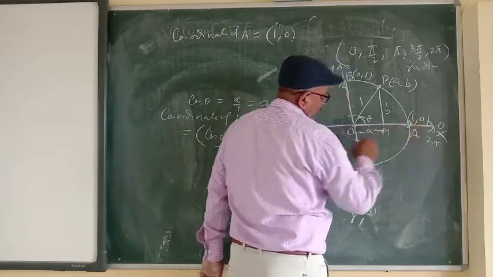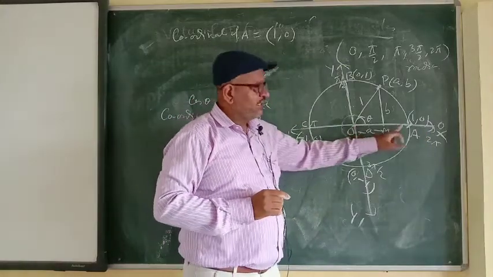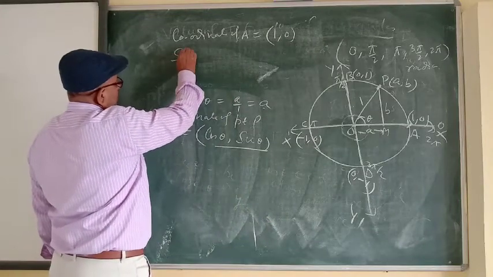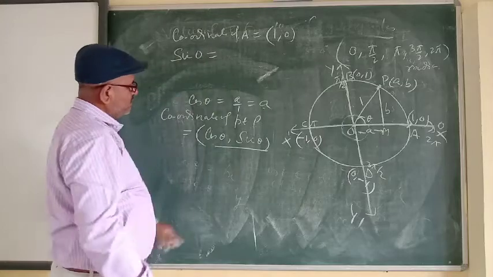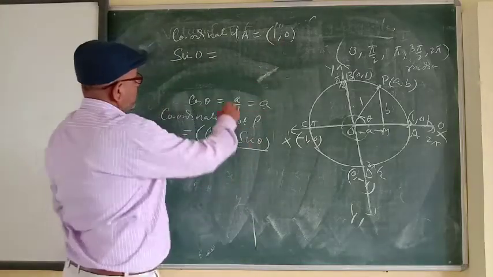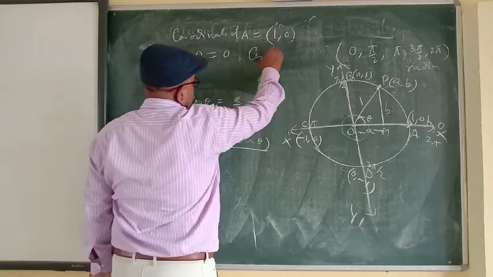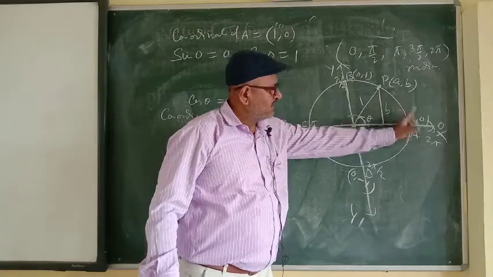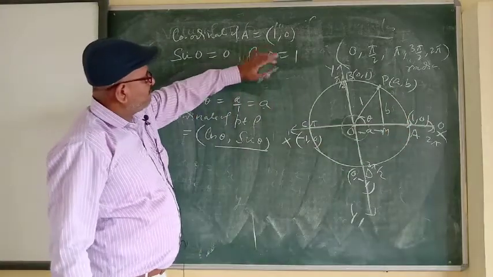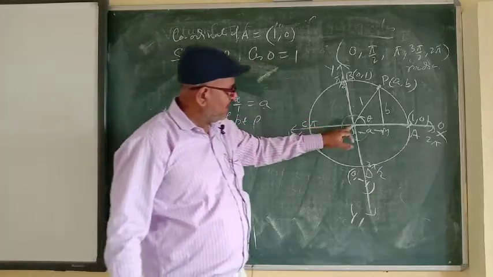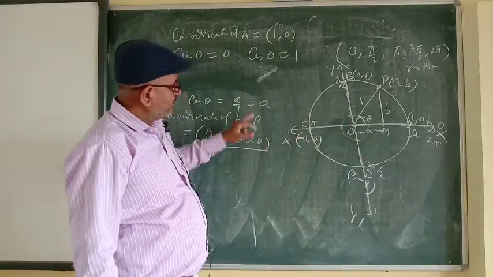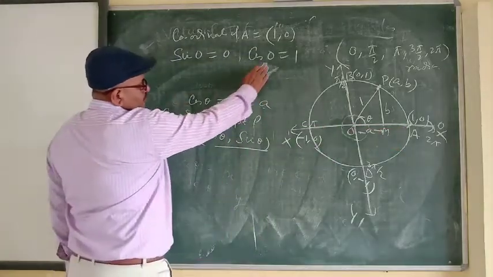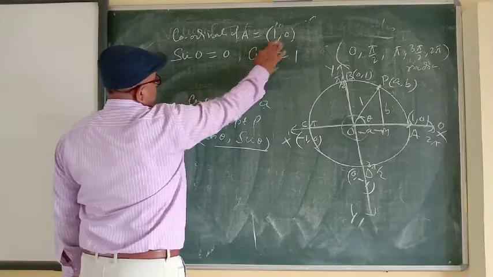So if we consider this point A, what will be theta? Theta will be 0 here. So what will be sin 0? Sin theta means second component, it is 0. And cos 0 is 1, because first component means cos, second component means sin. So the value of first component cos 0 is equal to 1. If the ray is OA, then the angle will be 0. So cos 0 is 1 and sin 0 is 0.